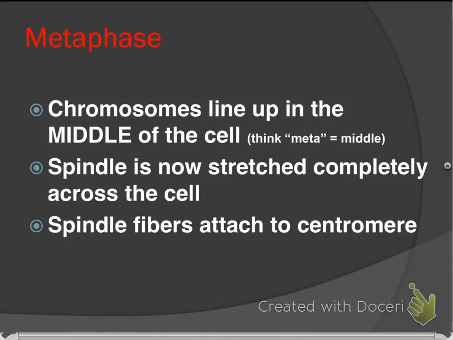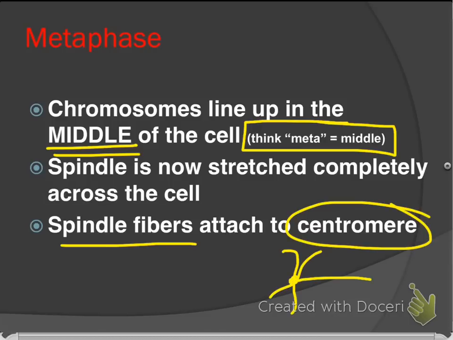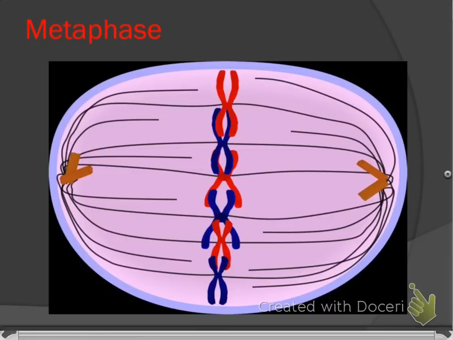So they line up in the middle of the cell. A good hint right here, think meta, middle. So metaphase is when the chromosomes are in the middle. And the spindle is completely across the cell. And these spindle fibers attach to the centromere. If you remember our little chromosome guy, the centromere's here. So they're spindle fibers attaching because they're going to pull it apart. So metaphase, once again, draw this. Notice how they're all in the middle.